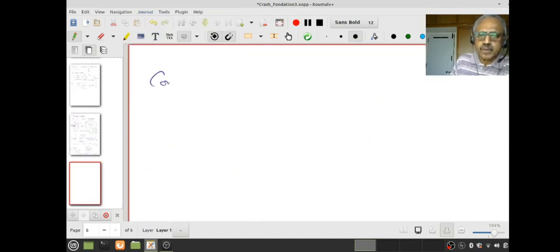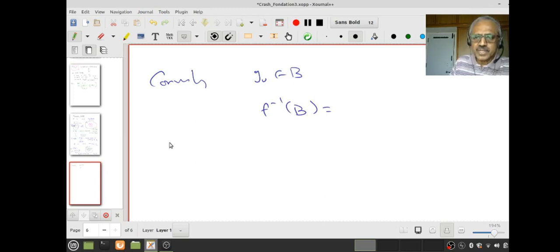Conversely, if y naught is in B, what is f inverse B? Can you guess what the question is I have to ask? Start with an x in S. When does x belong to f inverse B? What is f of x? f of x is y naught.